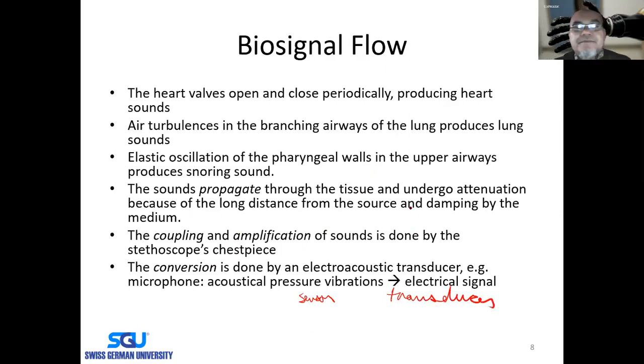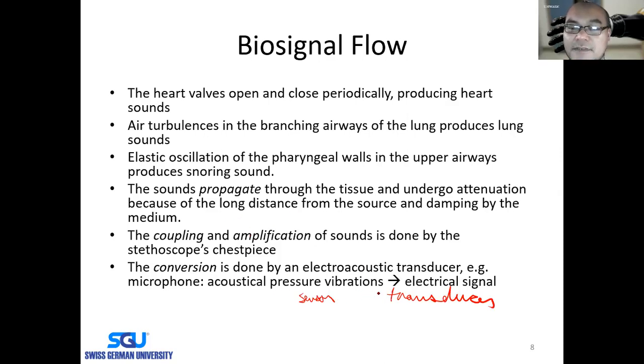A transducer is a device that converts or transforms energy from one form to another form. A transducer could also be an actuator. For example, your computer screen or your smartphone screen is also a transducer, but it is not capturing a signal, rather it is displaying the signal. That is why it is called an actuator.